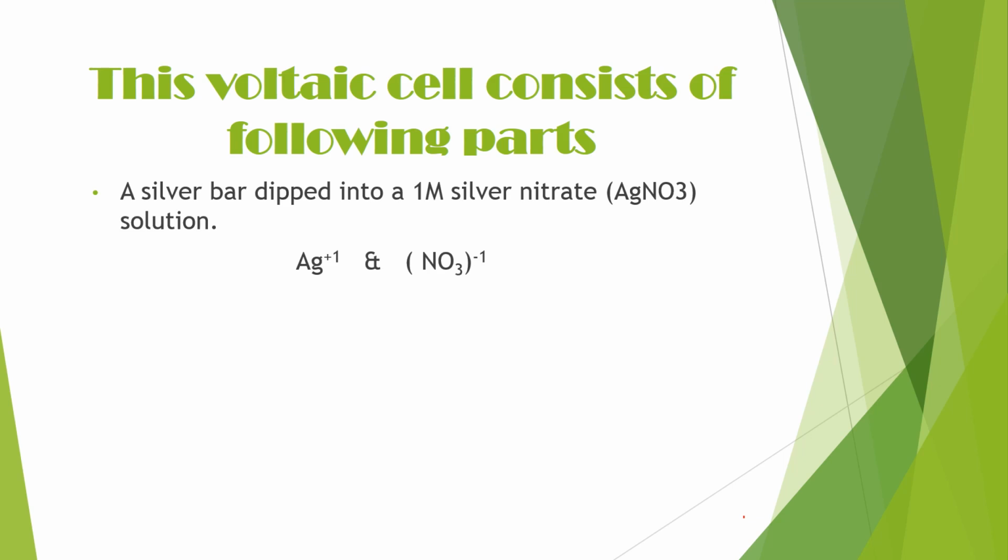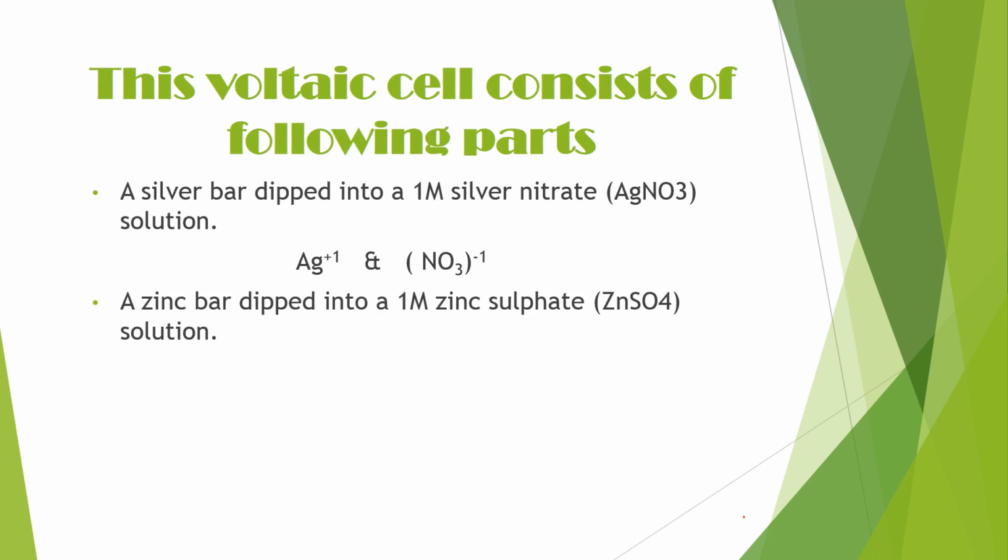The other metal given was zinc. So zinc will be dipped in the solution of its ions, meaning zinc ions. So for that, a zinc bar will be dipped into 1 molar zinc sulfate solution. Since zinc sulfate is present in the form of solution, it is dissociated into zinc ions and sulfate ions.